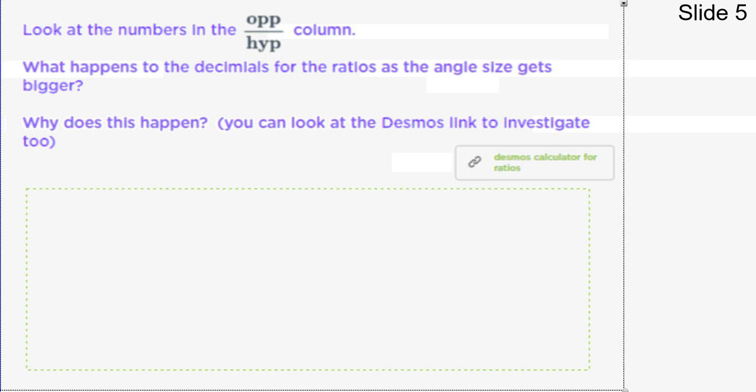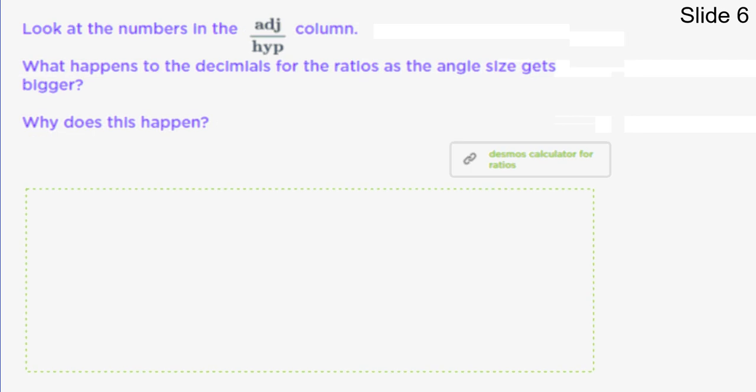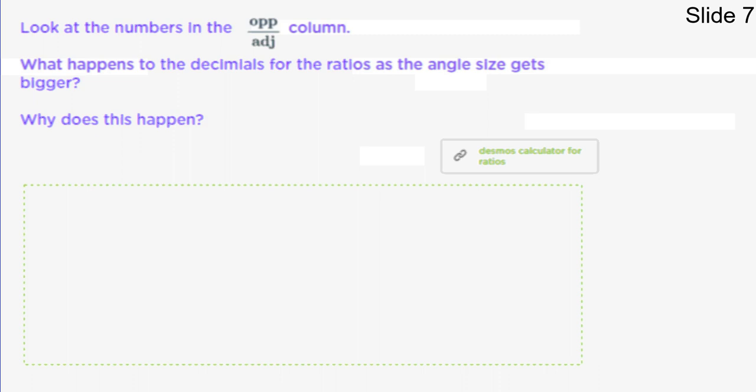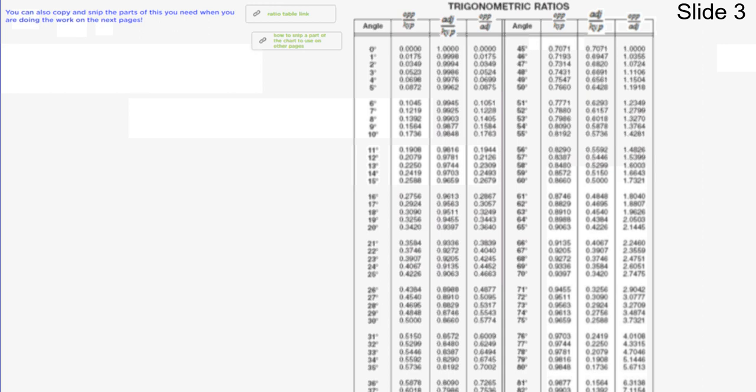Then, once you're done with the opposite over hypotenuse, take a look at the adjacent over hypotenuse column, and again, examine that as well and write about what you see. And last but not least, we have our third column, the opposite over adjacent. Again, look at those ratios in the columns and write about any patterns that exist. Okay, so we'll give you a couple minutes to do that. I'll go back here to the table so you can take a look at that.